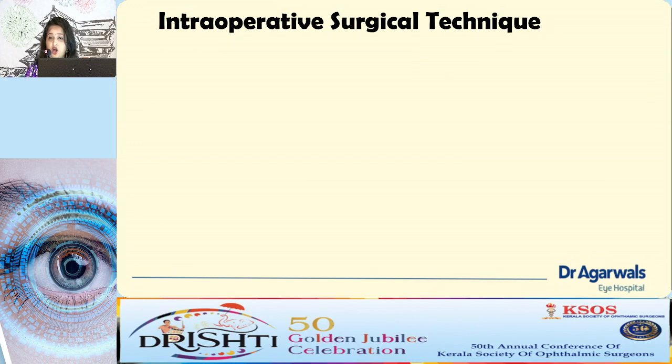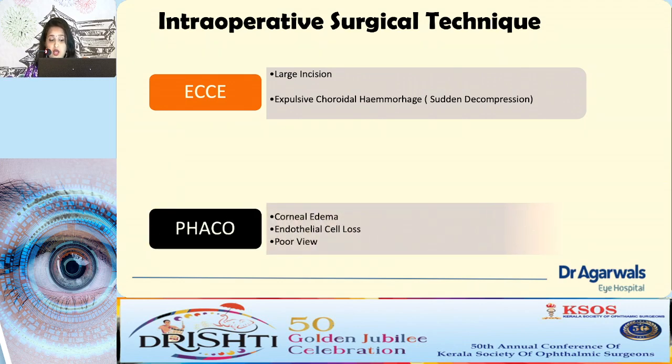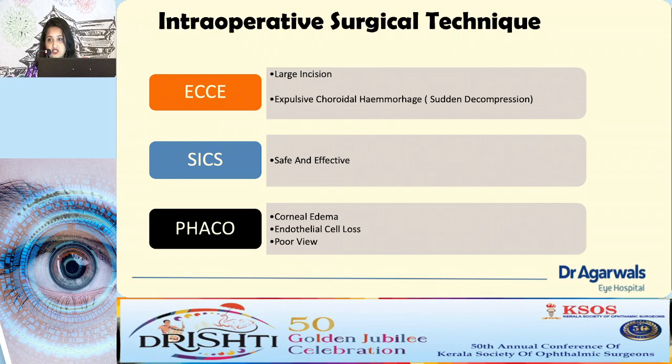Coming to the ideal intraoperative surgical technique, we have the ECCE, which unfortunately gives us a large incision causing an expulsive choroidal hemorrhage following sudden decompression. And then we also have phaco, but in this case, because it's a shallow AC and an edematous cornea, the chances of post-op edema, the increased risk of endothelial cell loss, and poor view are some of the challenges faced. So ideally in these conditions, going with a small incision cataract surgery is always safe and effective.